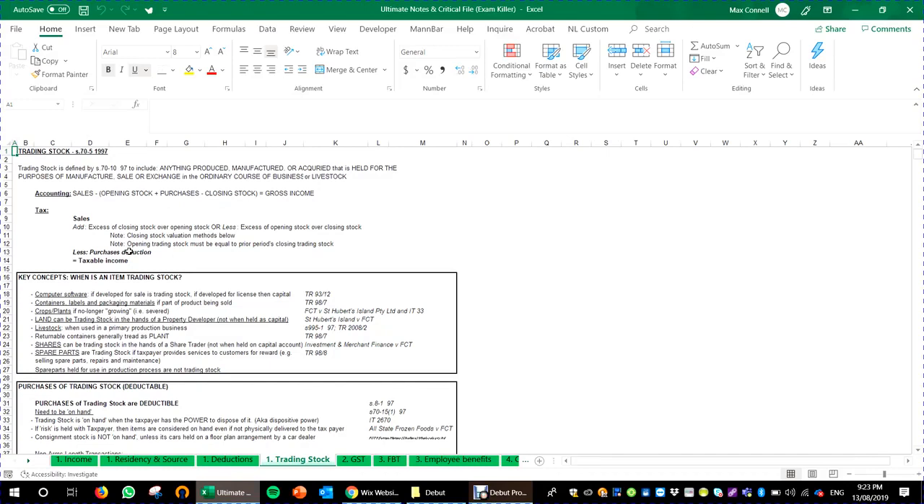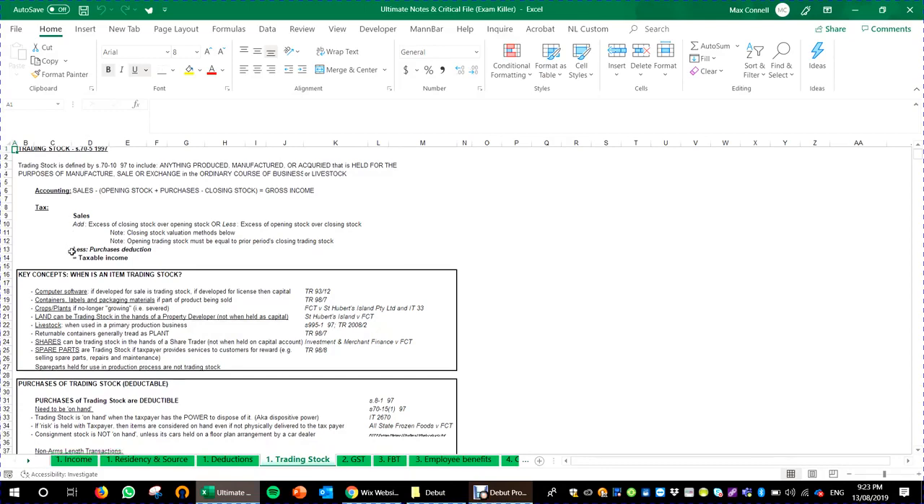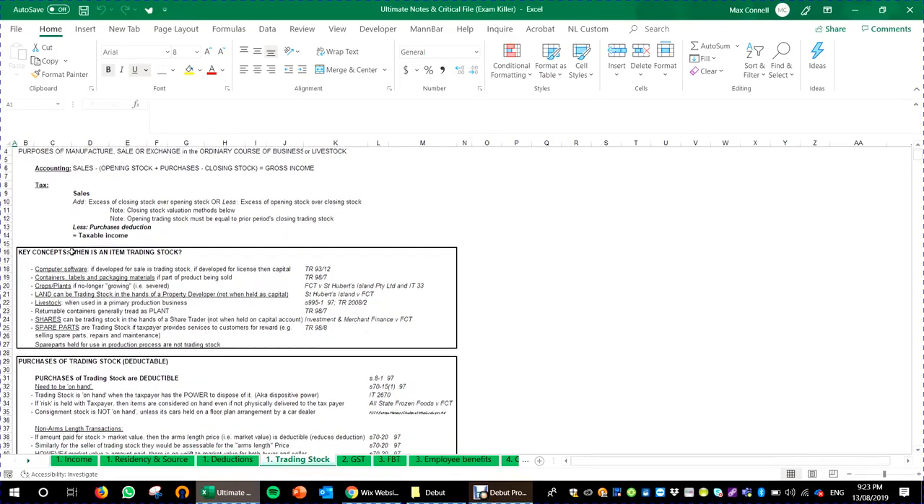The way you calculate it is you add the excess of closing stock over opening stock, or less the excess of opening stock over closing stock, less the purchases deduction, equals taxable income.